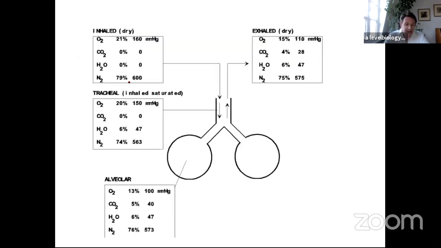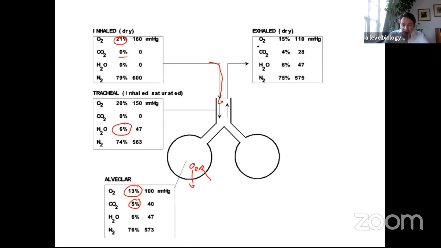Just to make this point again, you breathe in the inhaled air, so you've got about 21% oxygen, and 0.04% is about 0% carbon dioxide. In the trachea, it's picking up more water because there's dissolved water coming from the walls of the bronchi and also from the alveoli. In the alveoli, it's about 13% oxygen, about 5% carbon dioxide, because the oxygen is diffusing into the red blood cells and the carbon dioxide is diffusing out.